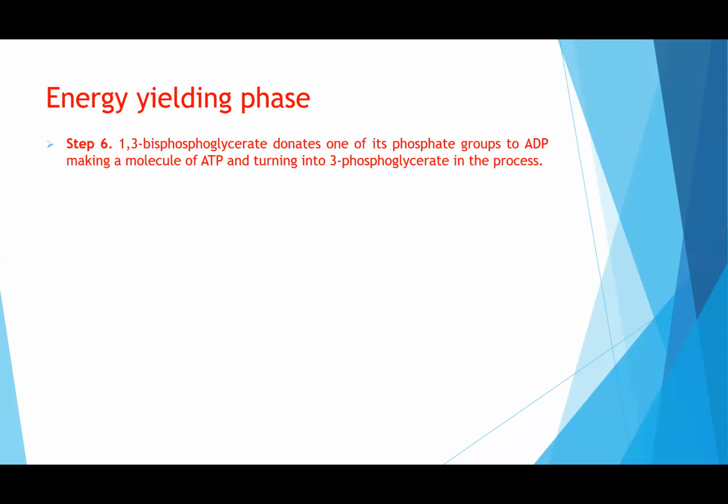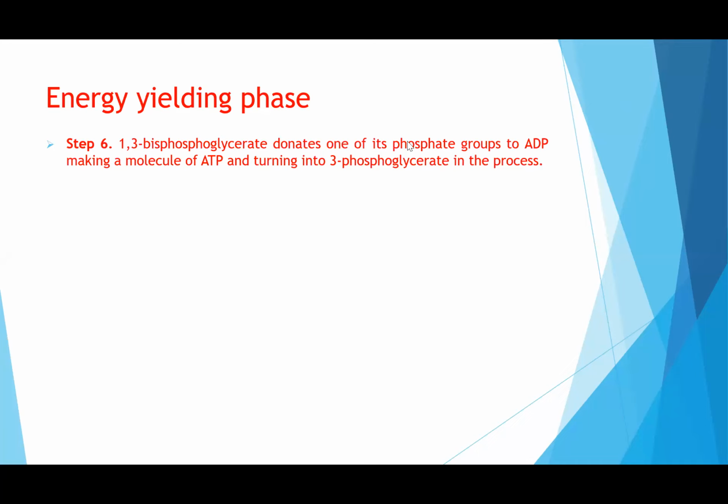As I told you, in the first step, 1,3-bisphosphoglycerate donates one of its phosphate groups to ATP, making a molecule of ATP and turning into 3-phosphoglycerate in the process. That's why I told you what is going on in the first step.